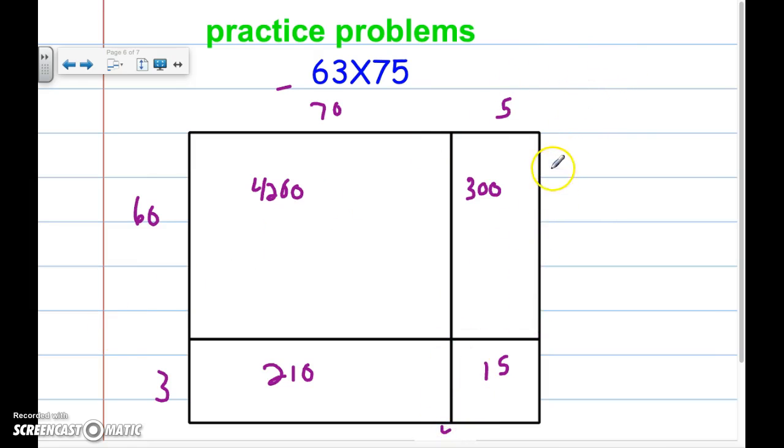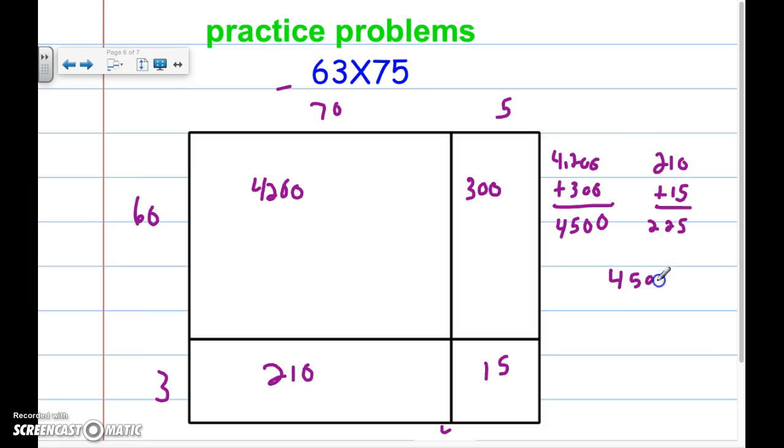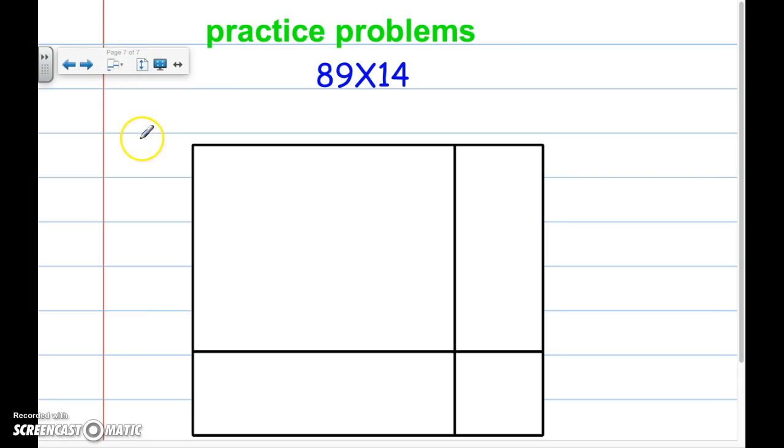Okay, now I'm going to do 4,200 plus 300. That's going to give me 4,500. I'm going to take my 210 plus 15. That's going to give me 225. 4,500 plus 225. It's going to be 4,725, and that's my answer to this problem, 4,725.